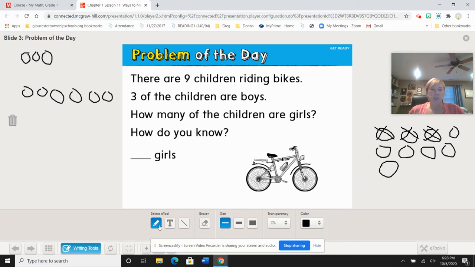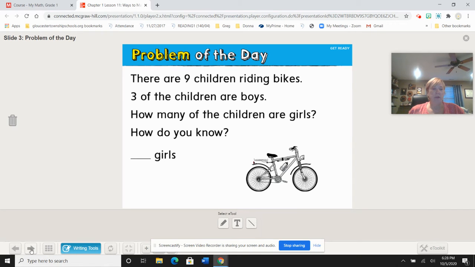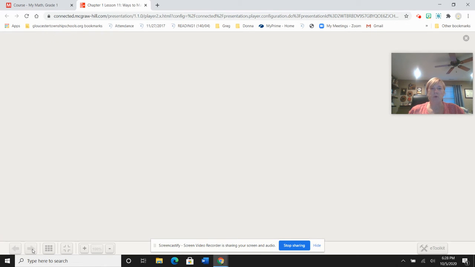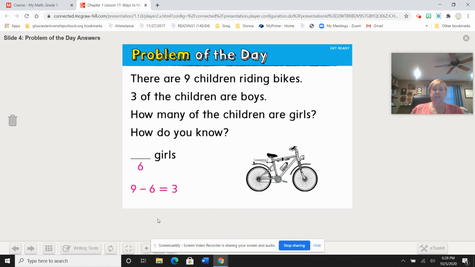Now let's check on the next slide. How many are girls? That's right, 6. Wow, look at that. They have a subtraction number sentence in there.